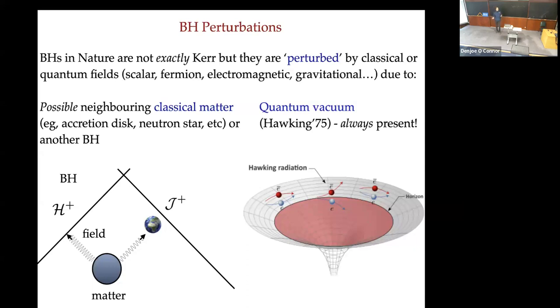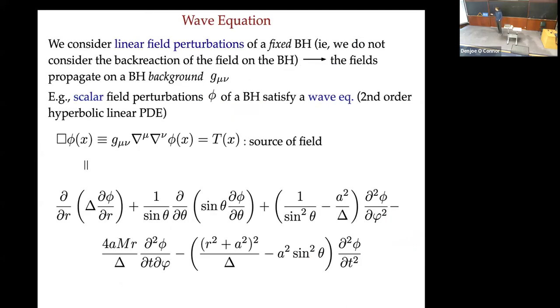Okay, so that's what we're going to do. We're going to perturb with fields some black hole spacetime, and that's modeled by a wave equation. So we consider linear field perturbations of a fixed background black hole spacetime, namely Kerr most of the time. The metric is g mu nu, and in the case of scalar field perturbations, the scalar field phi obeys a second order hyperbolic linear partial differential equation. It's the Klein-Gordon equation, box of phi equal to some source. This is the specific form of the Klein-Gordon equation in the case of Kerr in Kerr coordinates. Okay, so it's a second order linear hyperbolic equation. So this is really what we want to solve for.